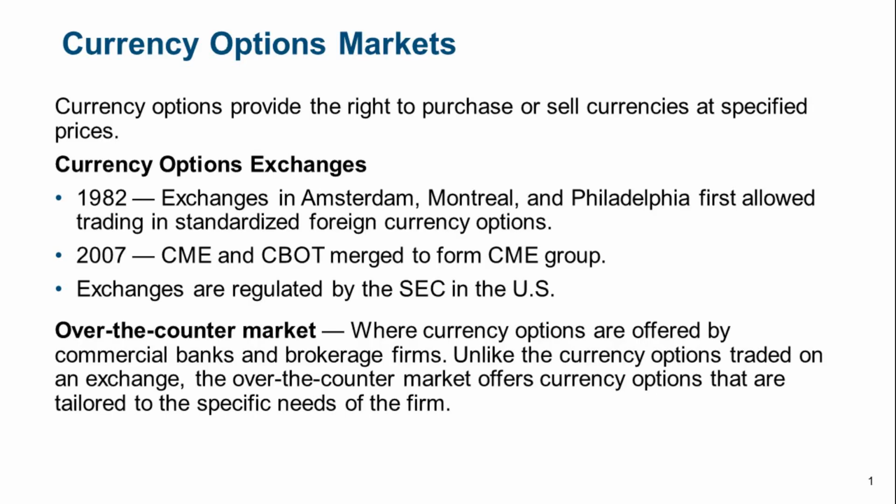Now let's look at the currency options market. Currency options give you the right, but not the obligation, to buy or sell a currency at a set price. These can be traded on regulated exchanges such as the CME Group, or over the counter through banks and brokers. Exchange-traded options are standardized, while over-the-counter options are tailored more to the buyer's needs.